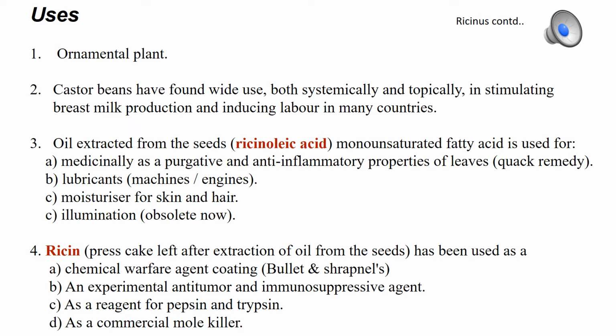So ricin and the leftover press cake have been used in chemical warfare, because it's a very toxic poison of this plant. It's also used as an anti-tumor and immunosuppressive agent, as a reagent for pepsin and trypsin, and as a commercial mole killer. Mole means rat, huh?